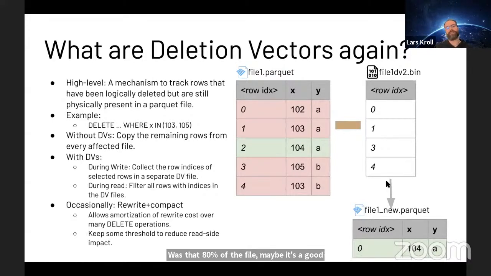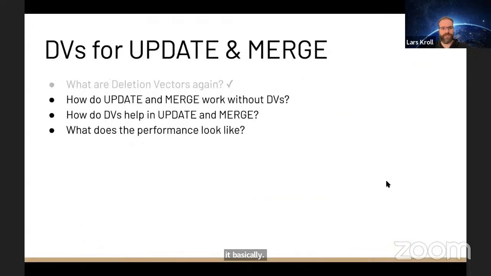So at this point, we do what we would have done before. We rewrite the remaining rows into a new file. Maybe we compact it with some other file. What this process has gained us is that we have some time to amortize the rewrite cost of remaining rows over multiple delete operations. This could be a couple of 100 delete operations before so much of the file has been deleted that we go, okay, maybe it's good to compact this out and get rid of all the dead rows. You can pick some threshold there that corresponds to how much you're willing to pay for it. So that is how deletion vectors work at a very high level.